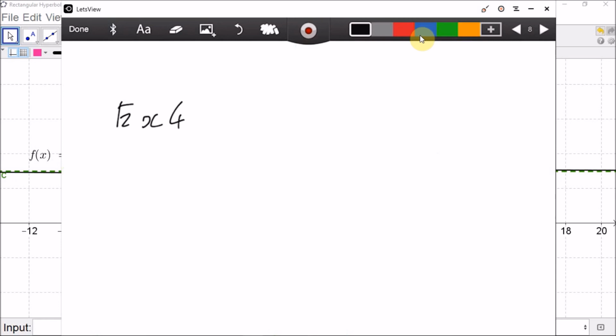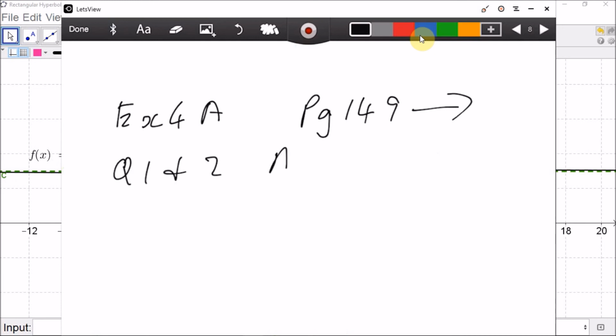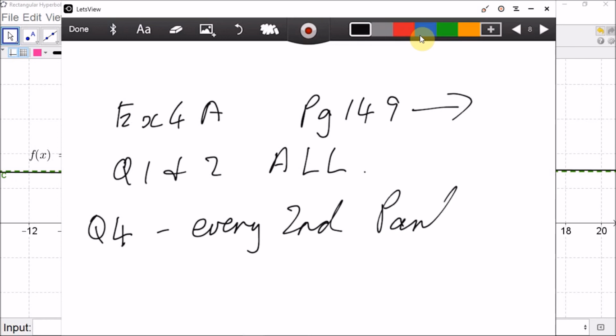This is exercise 4A questions, so page 149 onwards, and you're doing question 1 and 2, we're doing them all, and question 4 you're doing every second part. All right. So if you have any issues with that, make sure you ask. And that's rectangular hyperbolas.